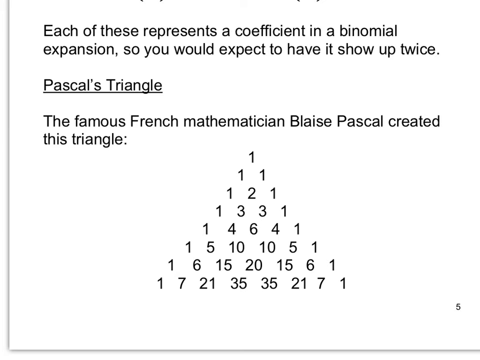Here, you can use this to find your coefficients. So this would be the 0 power, the 1 power, squared, cubed, and so forth. For example, if you are doing something like x plus y to the 5th, you know you're going to need 6 terms. So come down here and find the row that has 6 terms. That would be this one right here. Those would be the coefficients for your 6 terms.